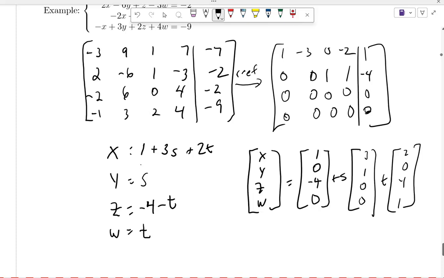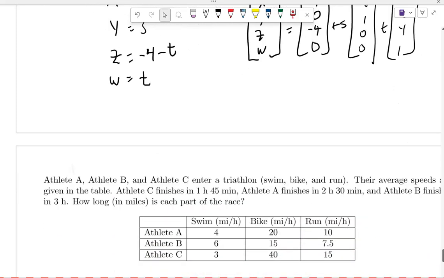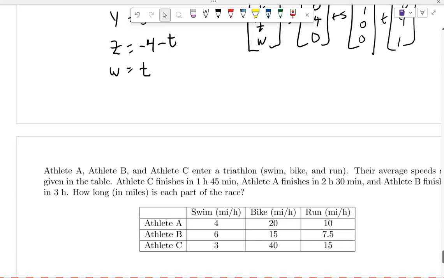That okay? All right. So that's pretty much Gaussian elimination. The last problem is just an application problem. I'll leave that one for you for practice.